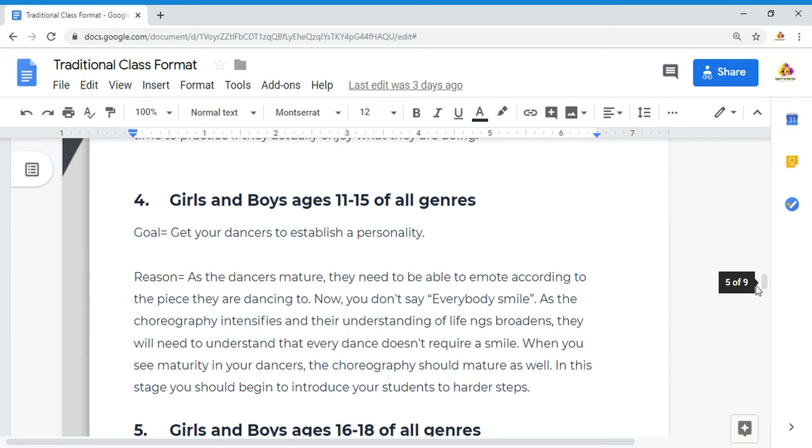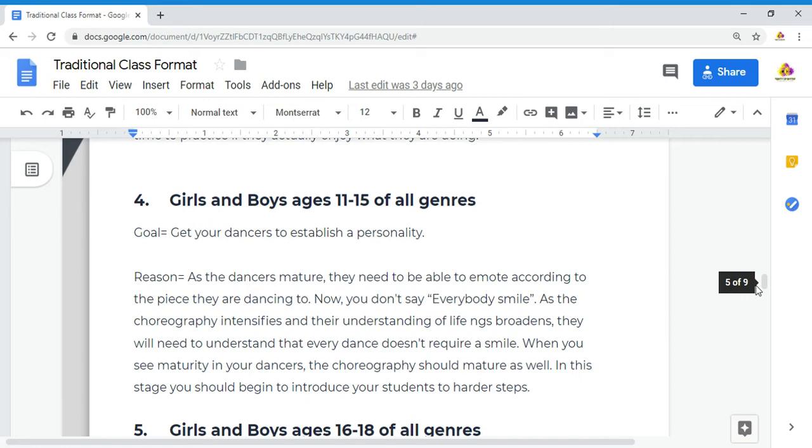Understand that you have to portray a character. Understand that it's not just about steps. That's what this is all about. Once they get to this age range, they've got to realize it's not just about learning the counts and learning the steps and all that stuff. I need to be able to perform. I need to be able to touch somebody in the audience, okay?